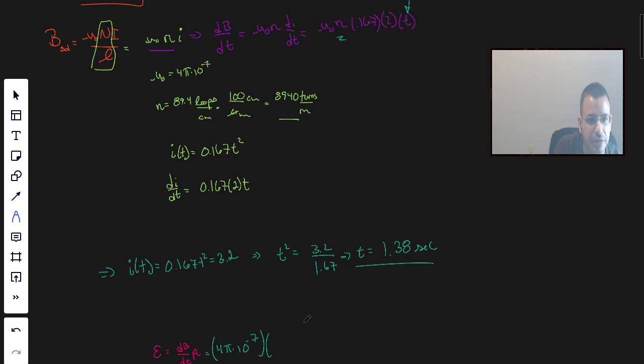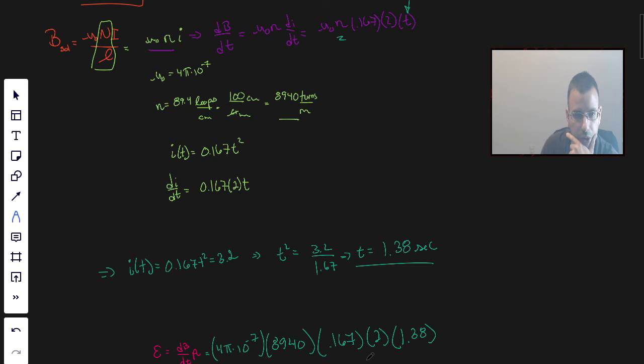We have the number of turns per unit length, which is 8940. That's supposed to be an 8. And then we're going to have 0.167 and there's going to be a 2, and there's going to be a t. There's probably some canceling here that I could have done to make life easier. That's okay. And this is just the dB/dt, the change in magnetic field with respect to time.